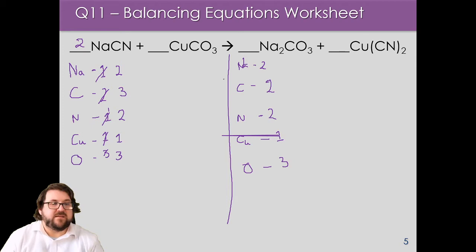Let's look at it. We got our sodiums balanced. We got our carbons balanced. Not balanced. Oh, so here's why we cross everything out and we check it again. Look, I miscounted them. We've got 1 carbon there and a CN2. I missed this one over here. So that's carbon 3 there, not 2.